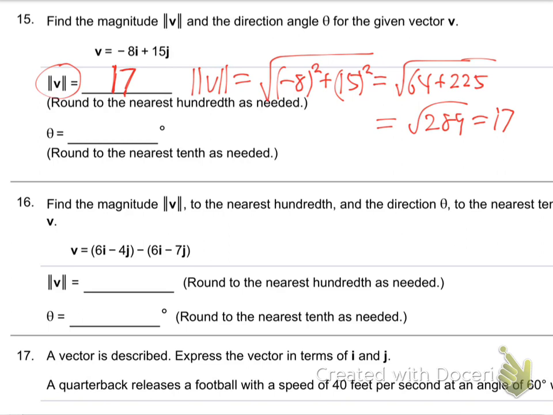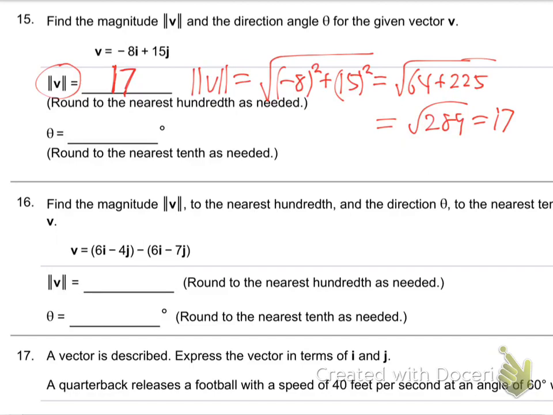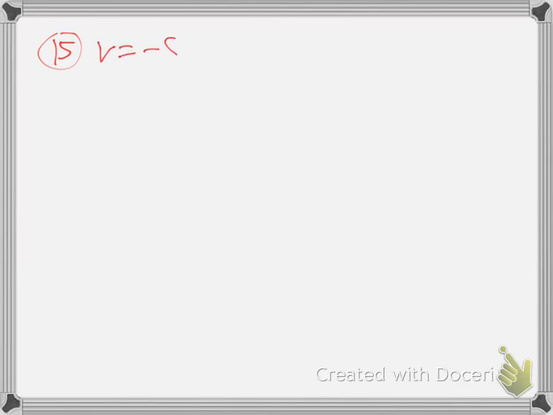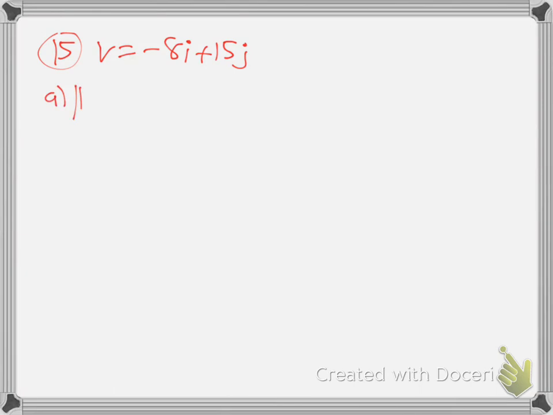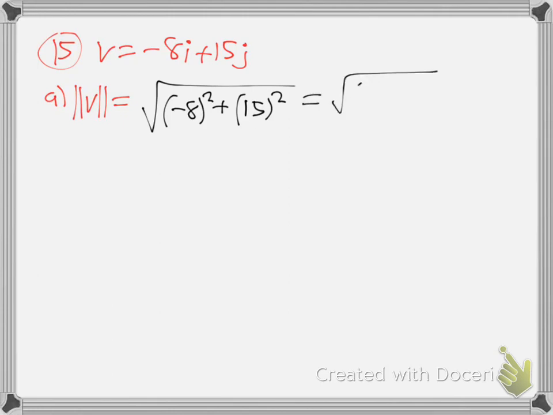I'm going to go to a fresh screen if you're okay with that. I probably should have from the beginning. Here, let me go. Number 15. So vector v is minus 8i plus 15j. Vector v is the square root of the first one squared plus the second one squared, as we've already learned. Square root of 289, 17. Okay, so that's the length of it.